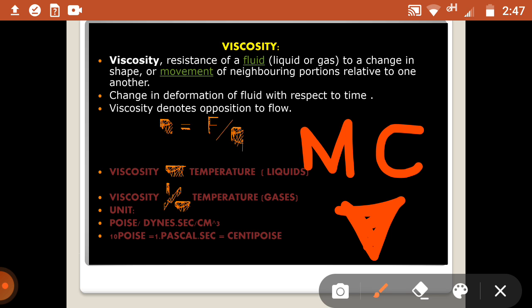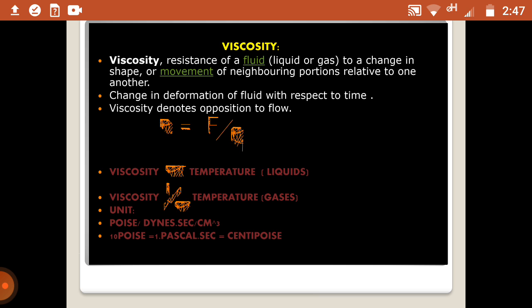Methyl cellulose is converted into gel on heating. On further heating, it is converted into a more thick gel. So gel is more viscous than liquid, so its viscosity increases on heating, by giving temperature. This is an exceptional case for liquids, but for gases the relation is direct. When you increase temperature, the viscosity of gases also increases.